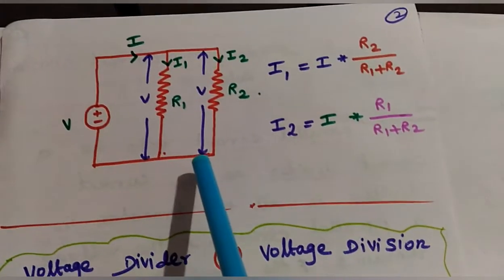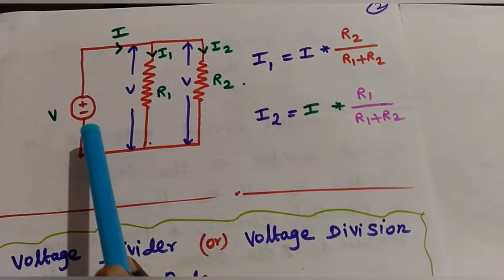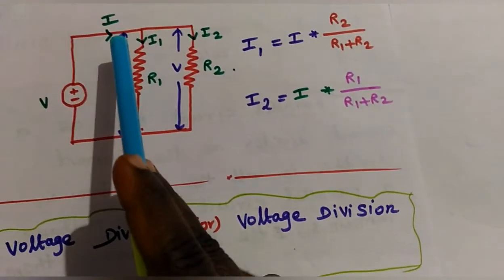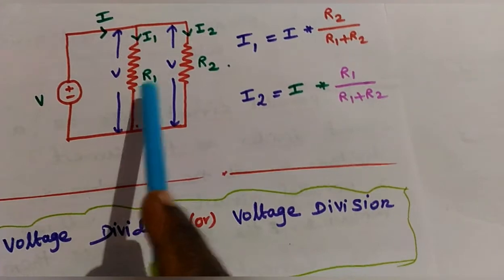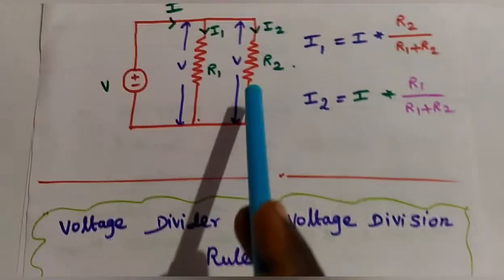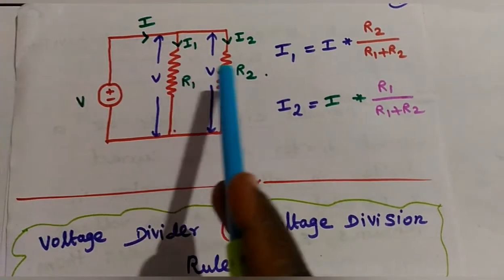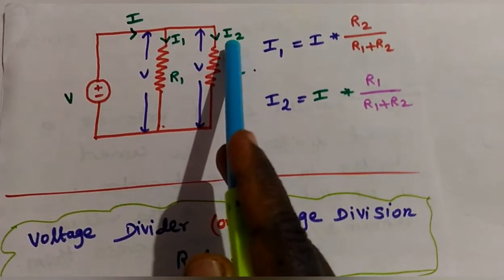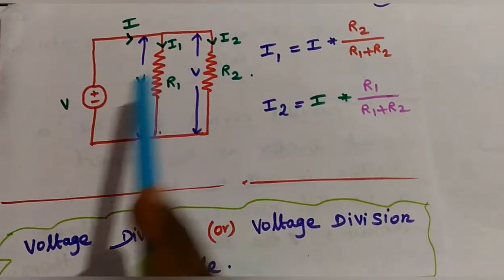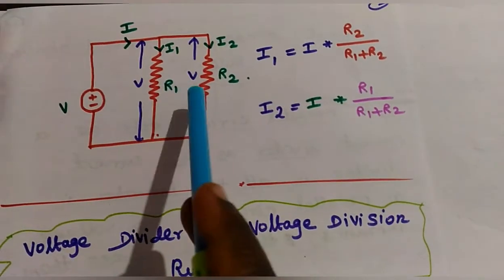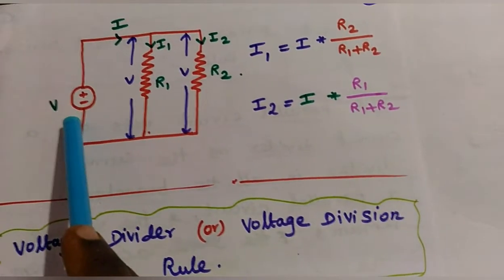Now let us take this parallel circuit. In this circuit, this is the voltage applied to the circuit, and the total current flowing through the circuit is I. Two resistances, R1 and R2, are connected in parallel. The current flowing through the first resistance will be I1, and the current flowing through the second resistance will be I2. In a parallel circuit, the voltage in each branch remains the same as the applied input voltage.